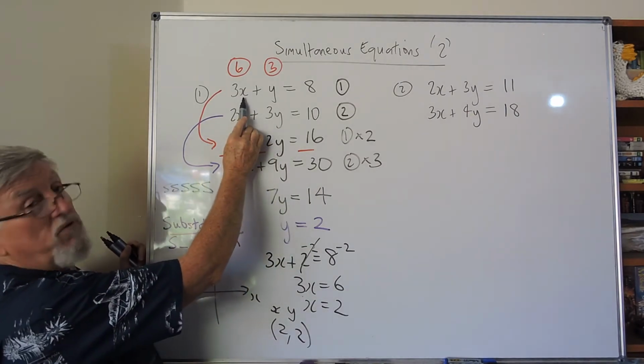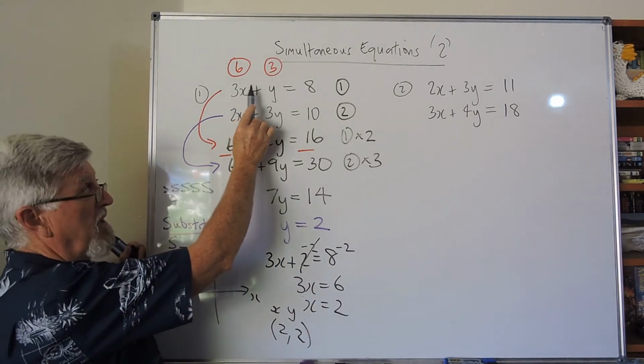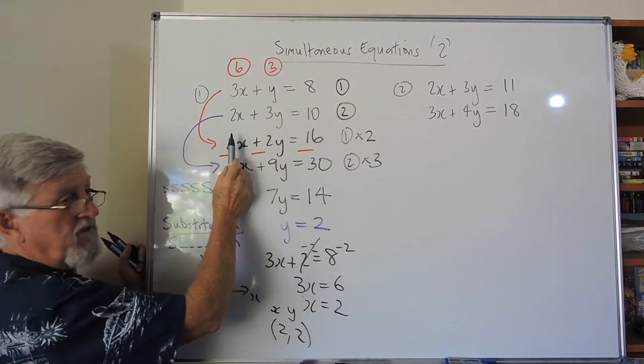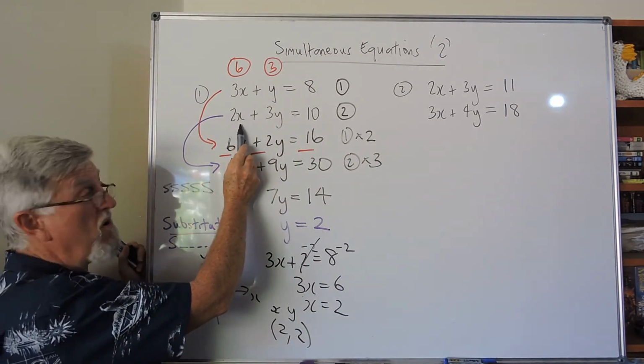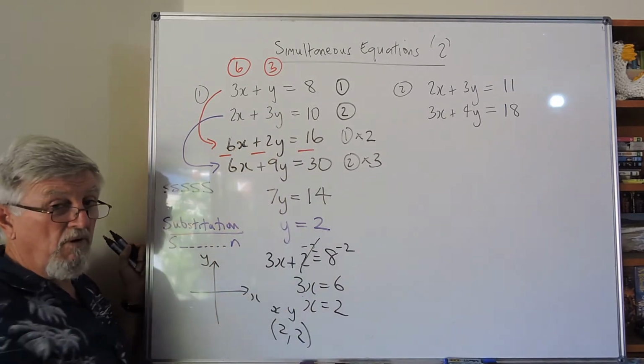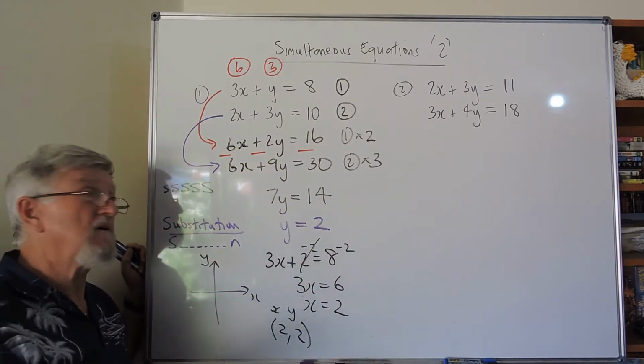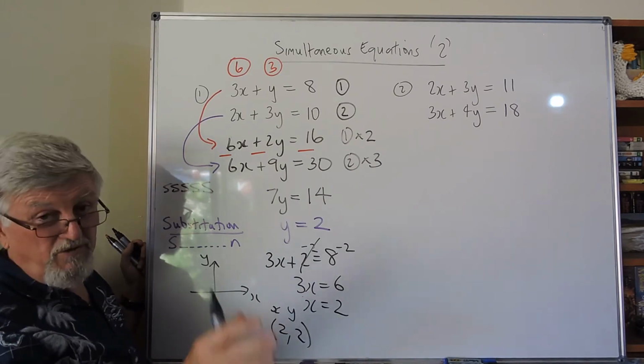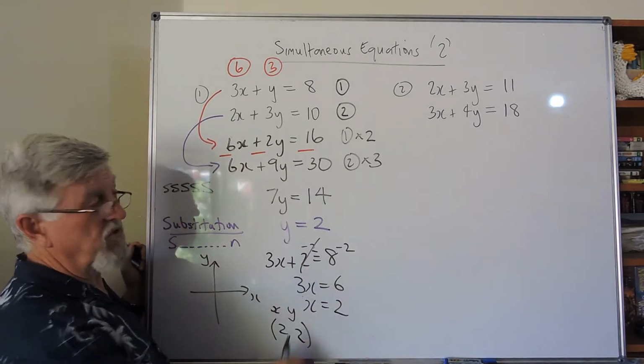So if that was 2, I've got 3 2s are 6, plus another 2 is 8. Go to this question: 2 2s are 4, 3 2s are 6, and the 4 and the 6 makes 10. And by the way, that's the only pair of numbers in the universe that exists that makes that equation true.